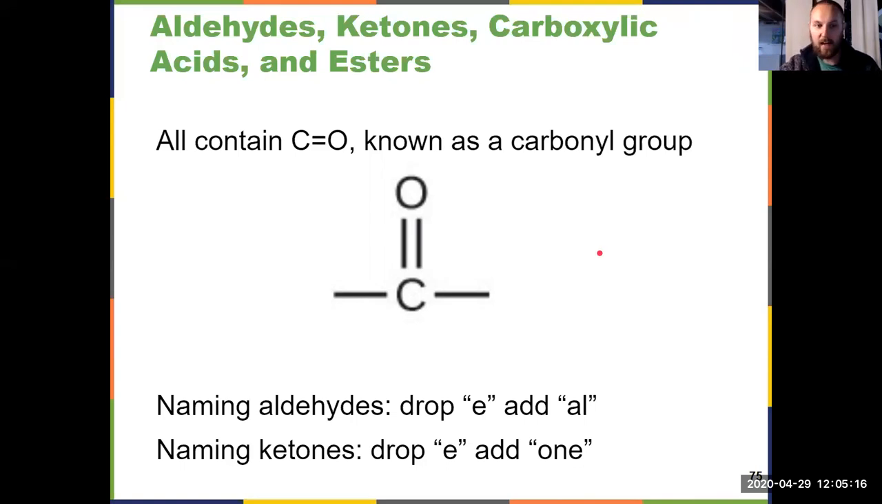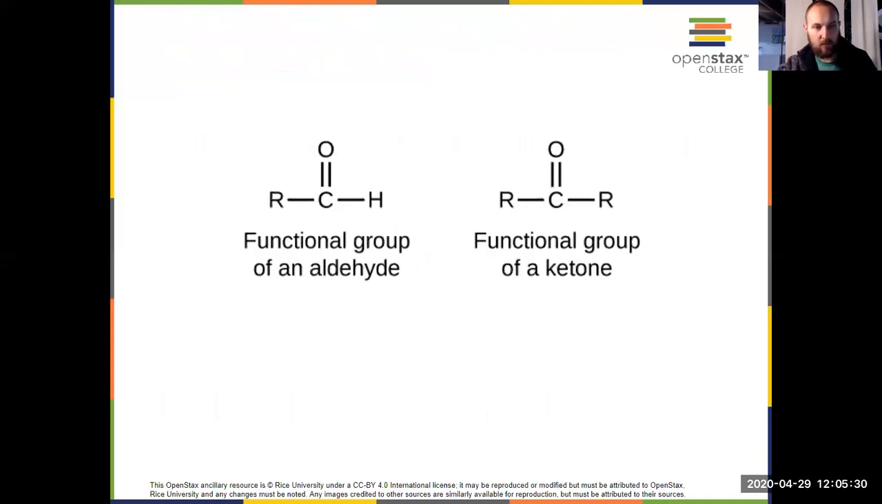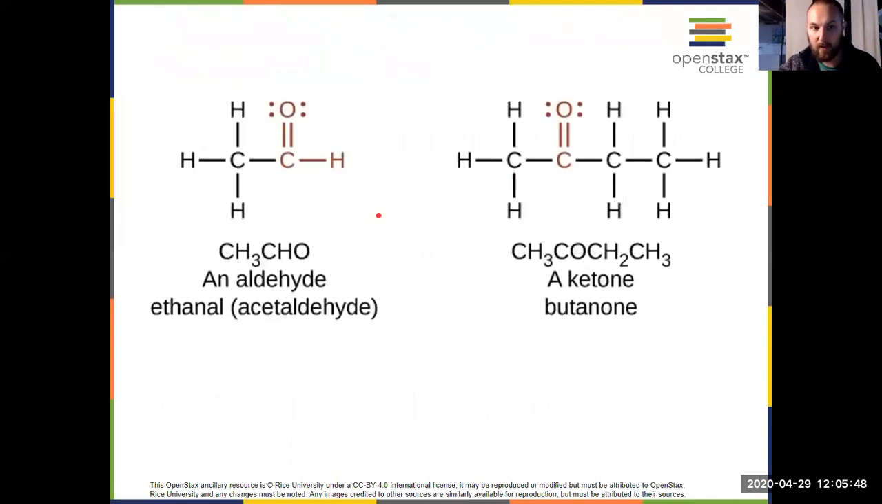To name an aldehyde, we cut the E off of the end and add AL. Notice it was OL for an alcohol, AL for an aldehyde. And for a ketone, we drop the E and add ONE, O-N-E. And here are two examples of a ketone and an aldehyde. If you see that carbonyl flanked by carbons on each side, that's known as a ketone. Remember, R is representing the alkyl group. If you see a carbon on one side of the carbonyl and a hydrogen on the other, that's an aldehyde. So be able to identify those.